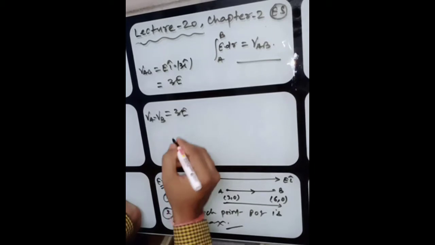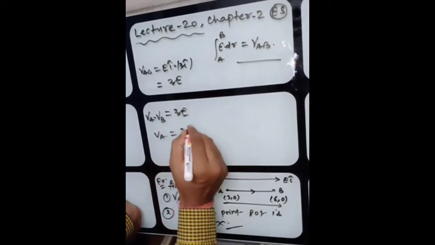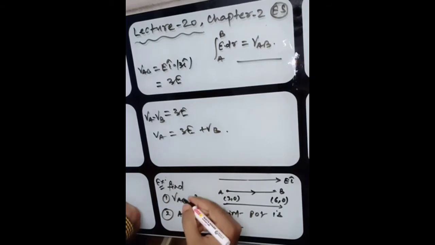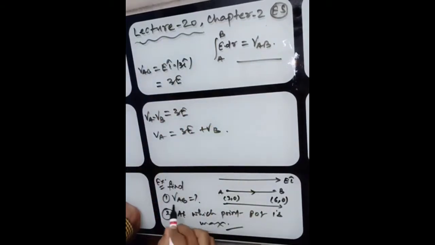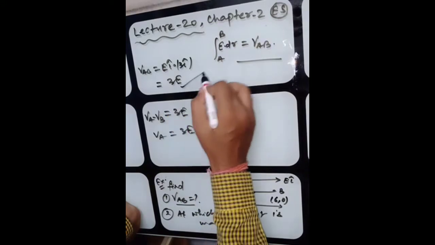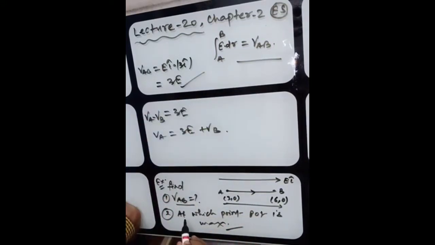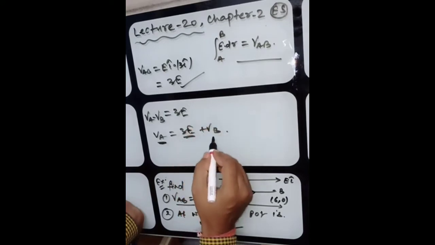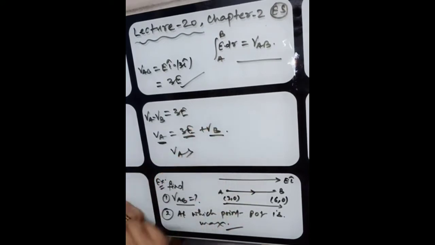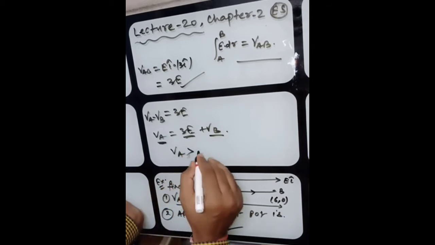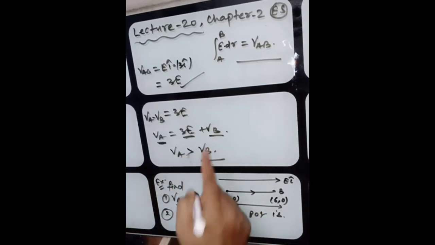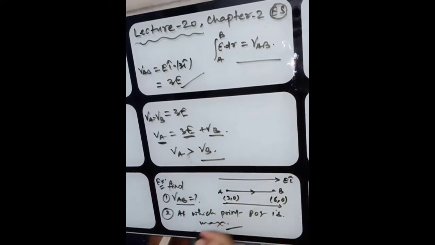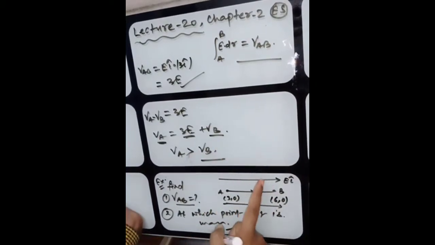Now, my dear student, you can see V_A is 3E plus V_B. So which one is greater? In the first question it was asked to find V_AB, so this is the answer. In the second question we have to find at which point the potential is maximum. We are getting the potential at A as 3E more than V_B, which means V_A is greater than V_B. It is proved that the electric field moves from higher potential to lower potential, and that B is at lower potential.